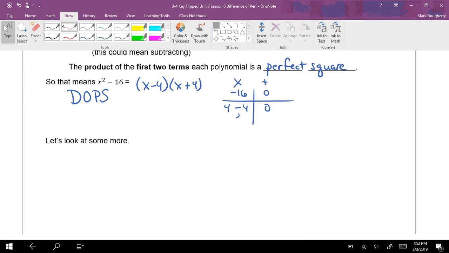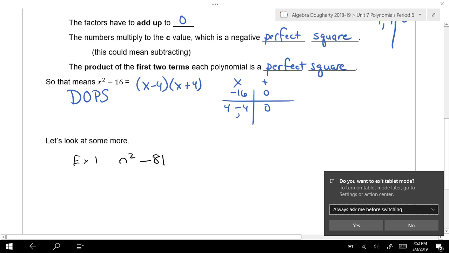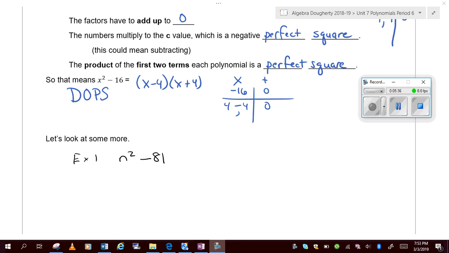Let's see here. Let's do some other examples. We've got some good ones. Let's try example 1. We'll say n squared minus 81. Now, hopefully we know our perfect squares at least up through, say, 144. So, n squared minus 81.